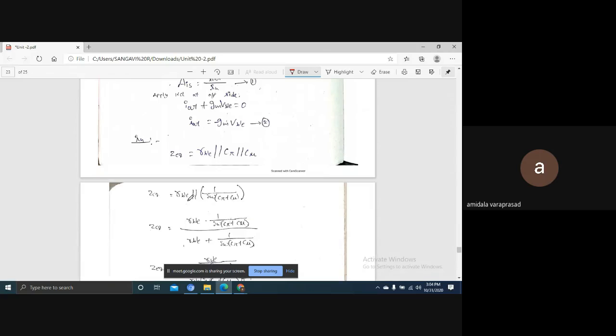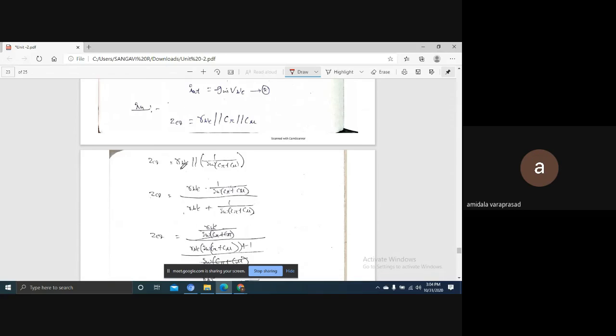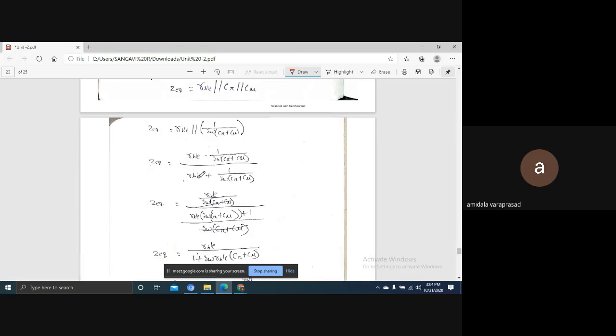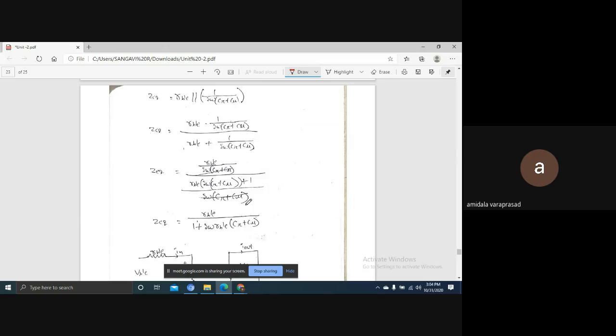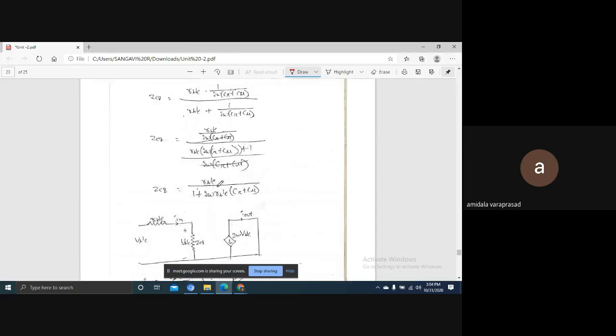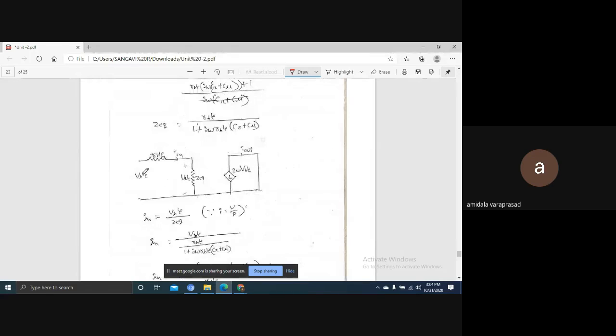When it is parallel, we get RB'E in parallel with 1 by j omega (C pi plus C mu). These two are in parallel, so Z equivalent is equal to RB'E into 1 divided by j omega (C pi plus C mu), whole divided by RB'E plus 1 divided by j omega (C pi plus C mu). Take the LCM in the denominator and the denominator value will get cancelled. Then Z equivalent is equal to RB'E by 1 plus j omega RB'E into (C pi plus C mu). Okay, this is the circuit diagram.